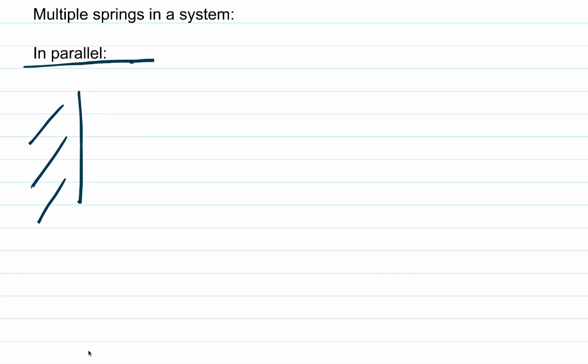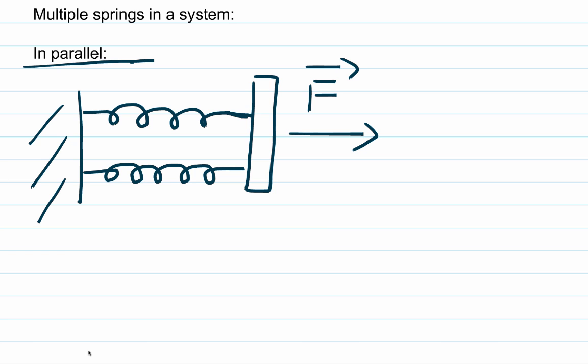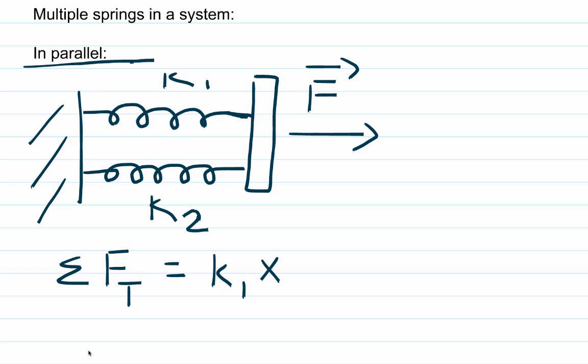In this pincast, we'll look at multiple springs in a system. To start, we'll start with two springs in parallel. The top one will have a spring constant of K1. The bottom one will have a spring constant of K2. And there is some force being applied to the mass at the end of these two springs. The sum of the forces on this mass then is K1x plus K2x.